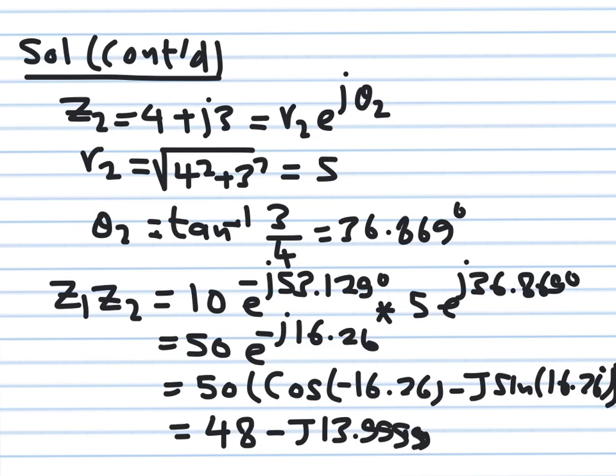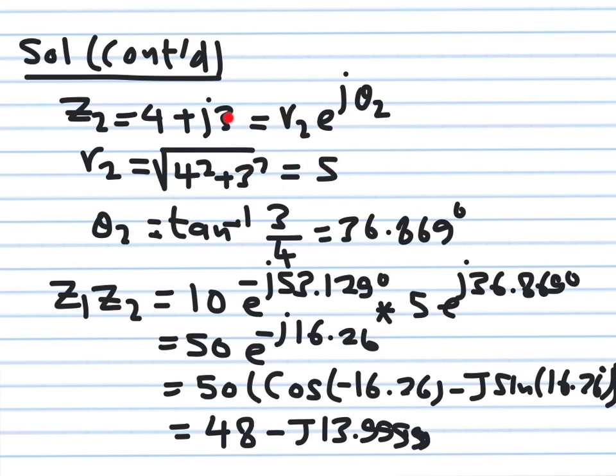To carry out the multiplication, we have to find also the modulus or the polar form of the second complex number. So here, this is the second complex number. I need to write it as R2 e to the j theta 2. You get the modulus by taking the square root of the real part squared plus the imaginary part squared. You get the square root of 4 squared plus 3 squared, this is 16 plus 9, which gives you 25, equal to 5.